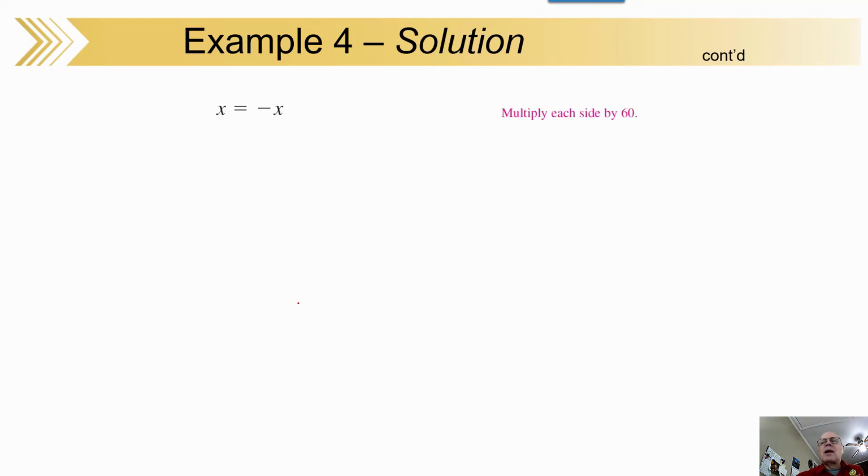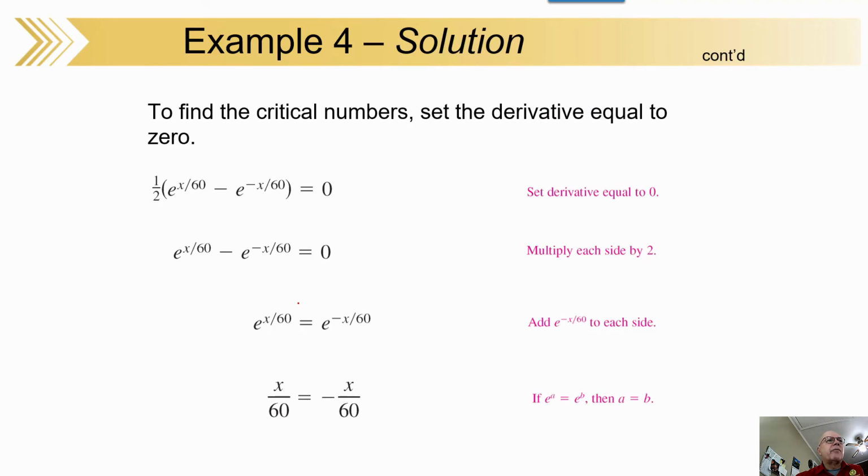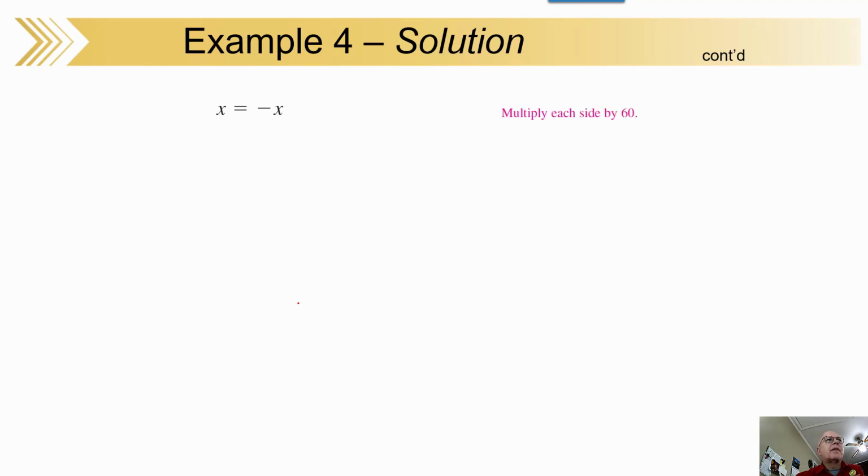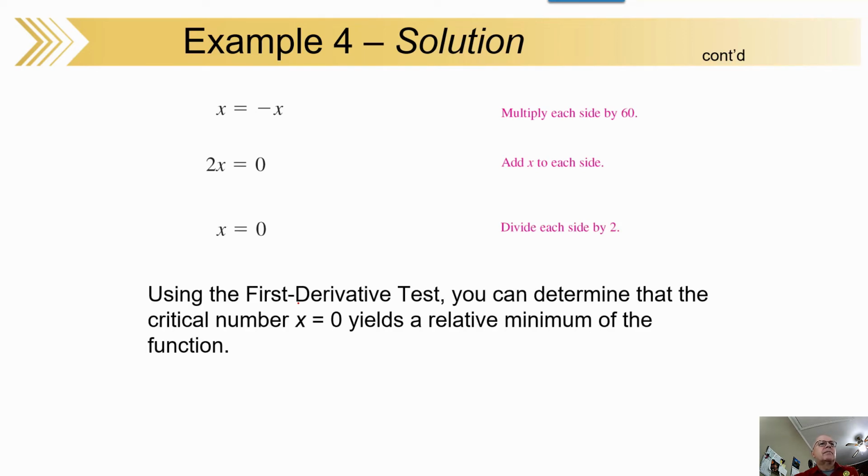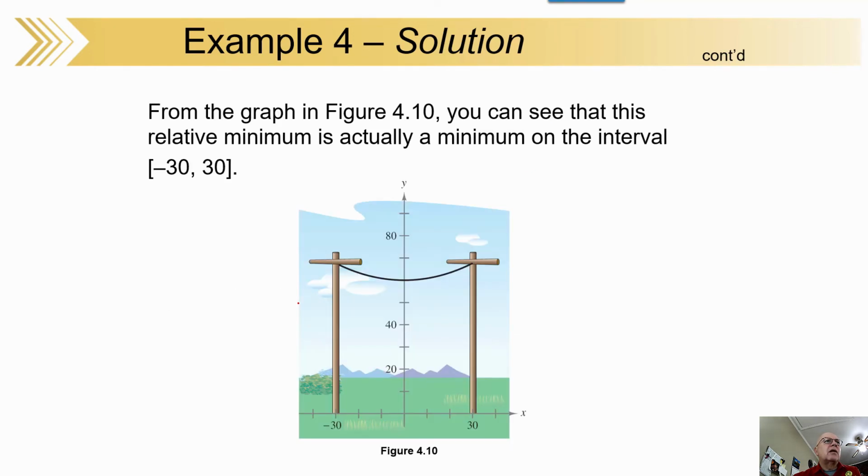Next, multiply each side by 60. Remember, very simple. Add x to each side, and we know what the answer is. Here's our critical number. And because you know it's the lowest point, that's going to be a relative minimum of the function. There's our picture.